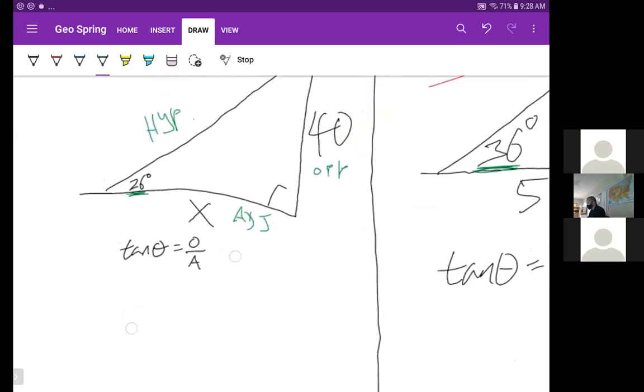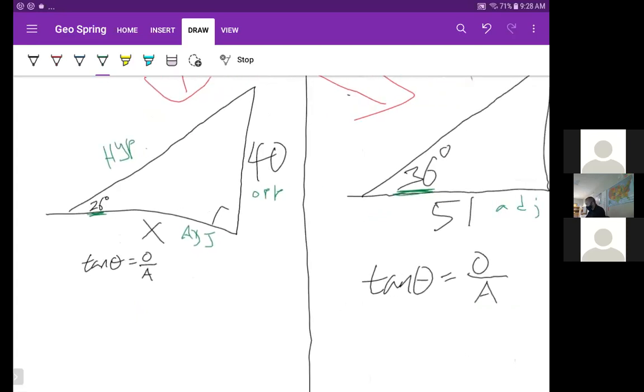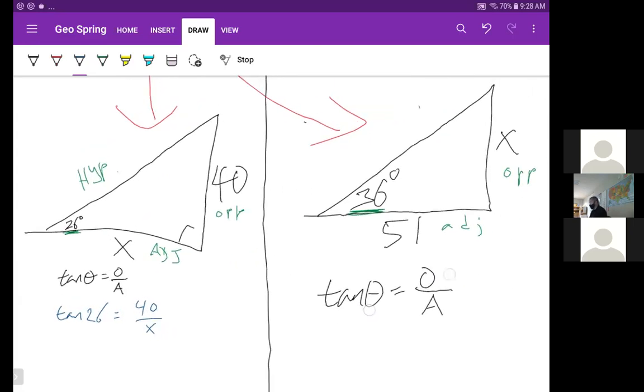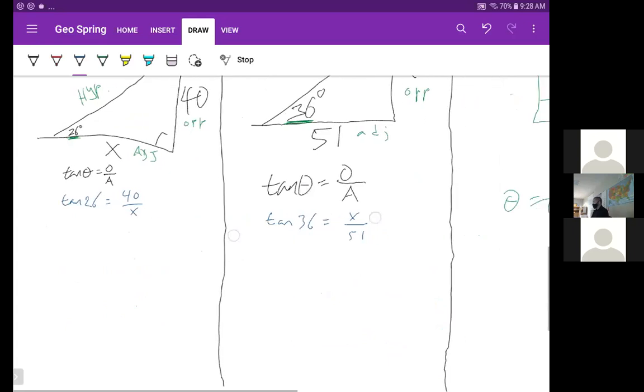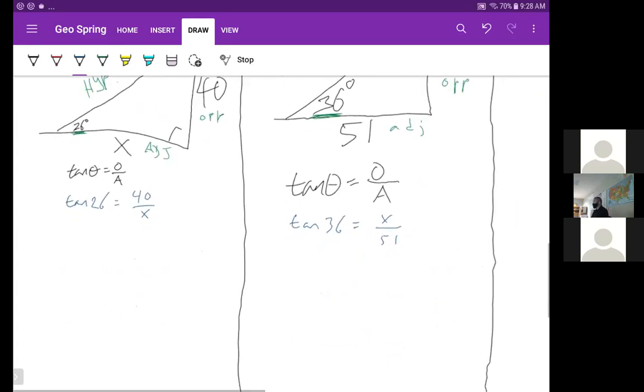So look over here. When you're solving this, you have tangent of the angle 26 equals opposite, which is 40, and then x is adjacent. That's how you set up the formula. Tangent of the angle equals opposite, which is x, over adjacent, which is 51. These are the two types of problems you'll have when you're solving.